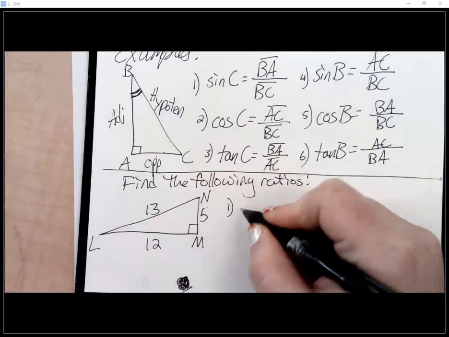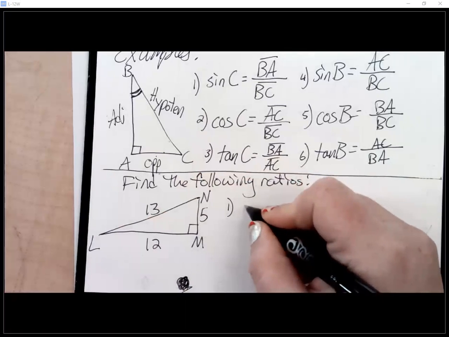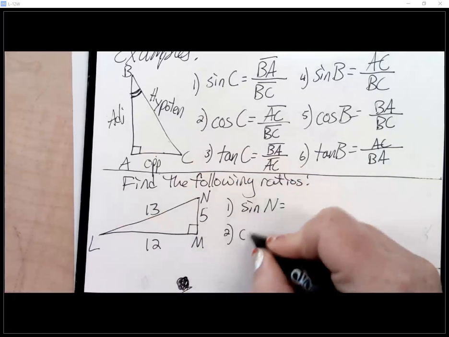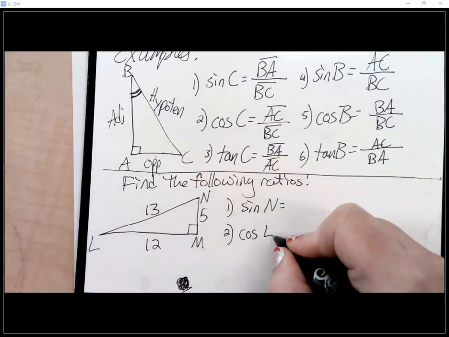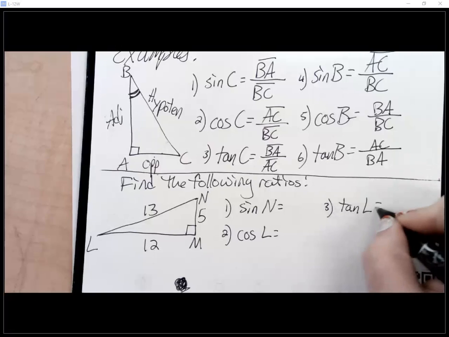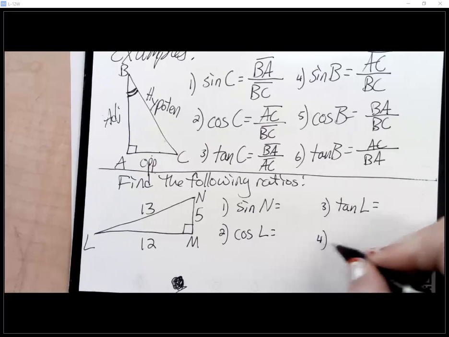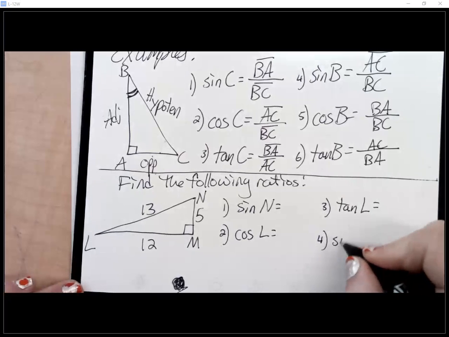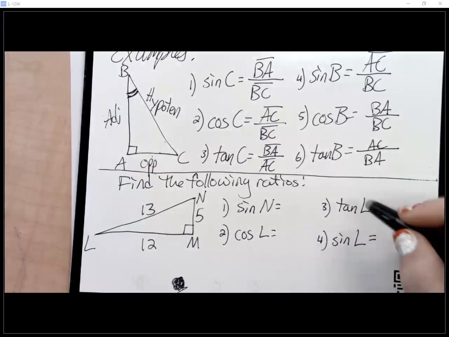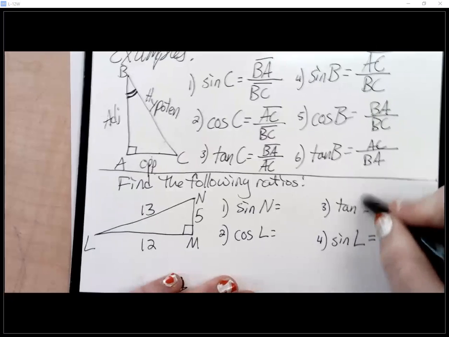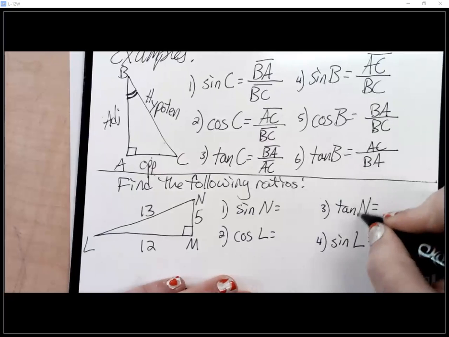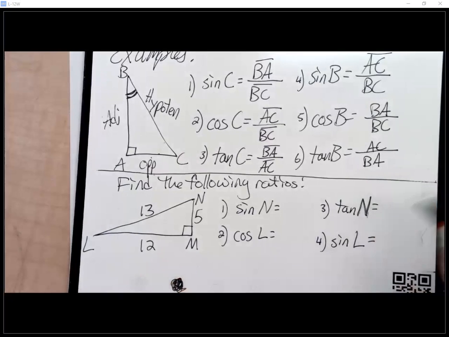Find me, let's do sine of N. Let's do cosine of L. Let's do tangent of L. And maybe sine of L. Oh no, I'm going to change it to tangent of N. You didn't get to number 3 yet, did you? Let's try finding these 4 ratios.